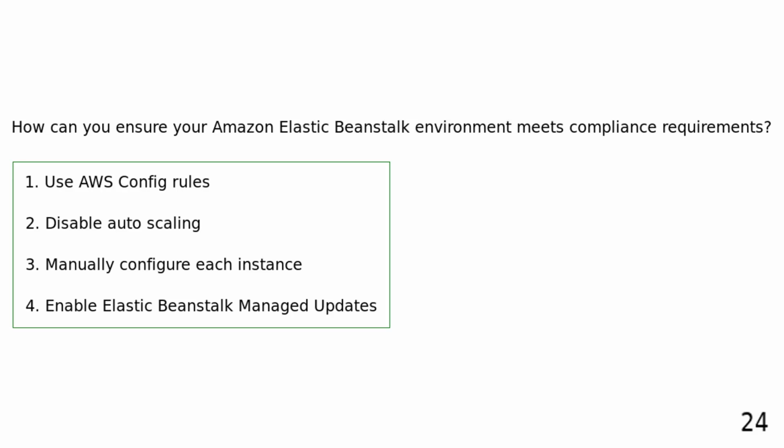How can you ensure your Amazon Elastic Beanstalk environment meets compliance requirements? Use AWS config rules. Disable auto-scaling. Manually configure each instance. Enable Elastic Beanstalk managed updates. AWS config rules can be used to ensure Elastic Beanstalk environments meet compliance requirements.